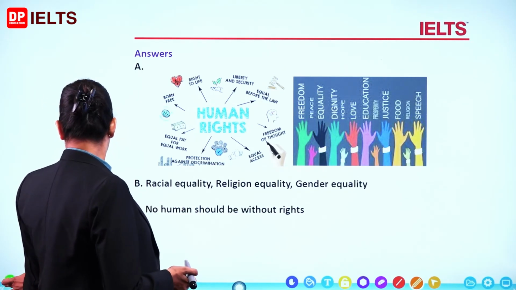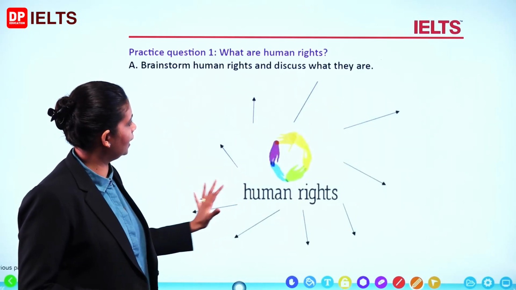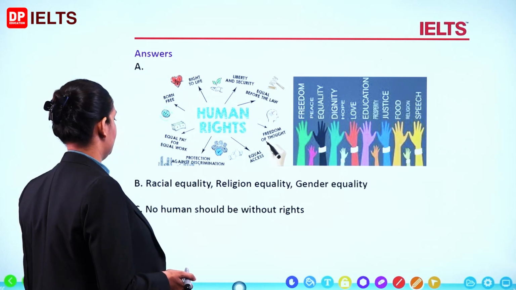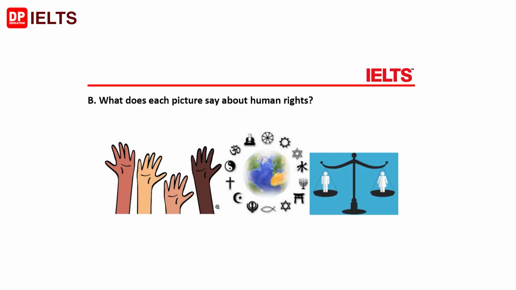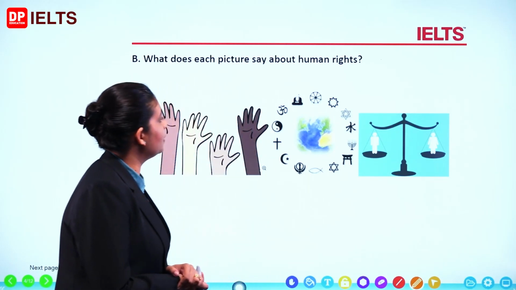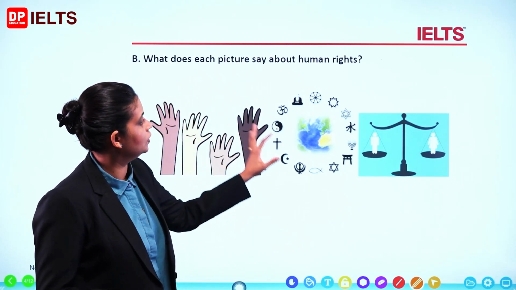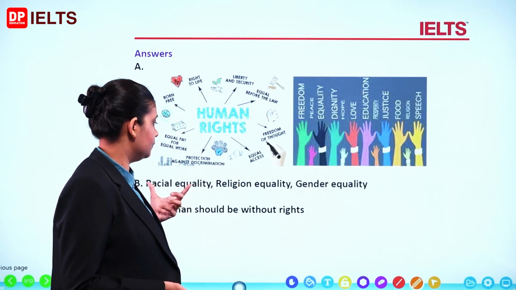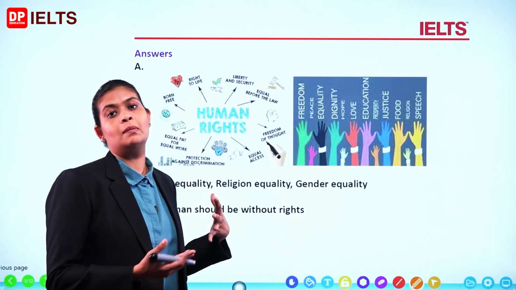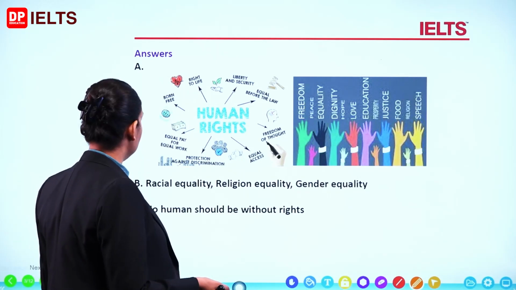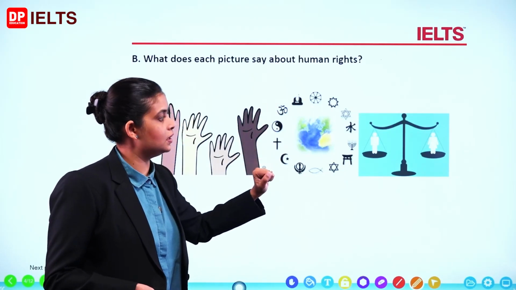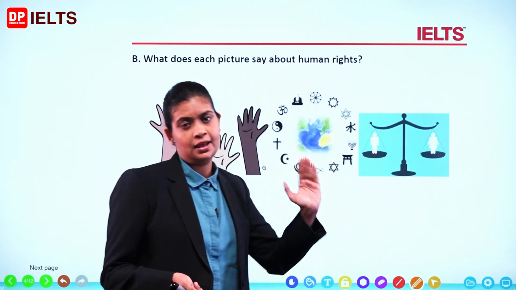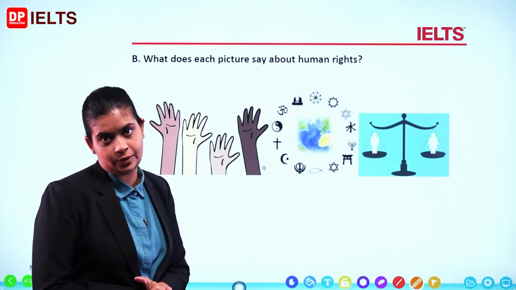So here when we have a look at the human rights, what are they? These are the points for us to discuss. Okay? B. What does each picture say about human rights? You've got 3 pictures. It talks about racial equality. මොන පාට වුණත් අපි සමානව සලකන්න ඕනේ. Religion equality, මොන ආගමේ හිටියත් අපි සමානව සලකන්න ඕනේ. Gender equality, අපි ගැහැණු පිරිමි වුණත් ඒ සමාන විදියට අපි මිනිස්සුන්ට සලකන්න ඕනේ.